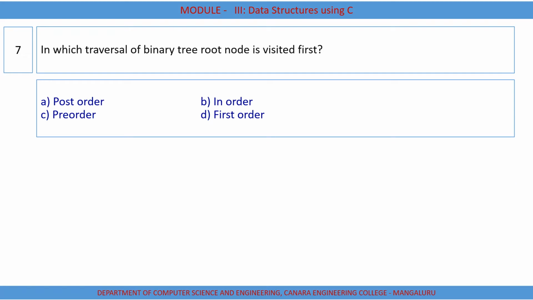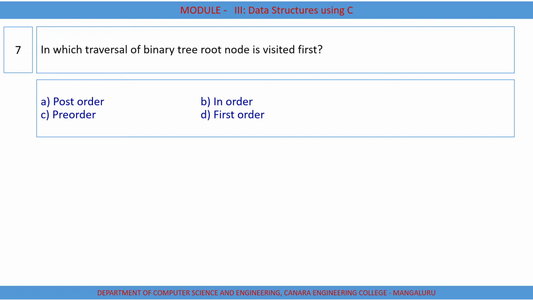Then, in which traversal of a binary tree is the root node visited first? Traversing means visiting each and every node exactly once. To traverse the given binary tree, there are three traversal techniques: pre-order, in-order, and post-order. In this question they are asking in which traversal technique the root node is visited first. The procedure of the pre-order traversal is you have to visit the root node first, then traverse the left subtree, then traverse the right subtree.